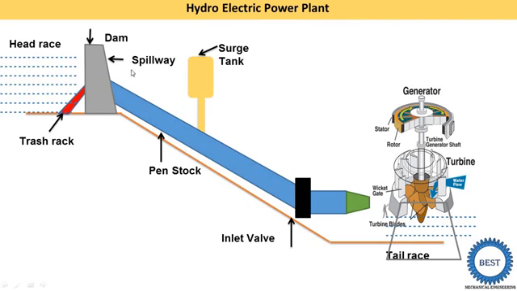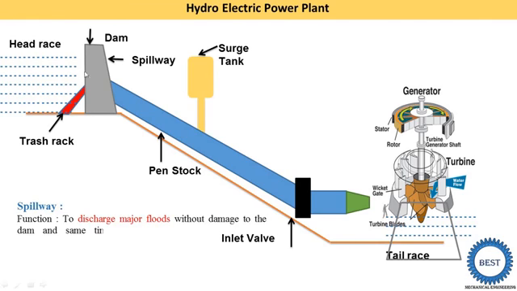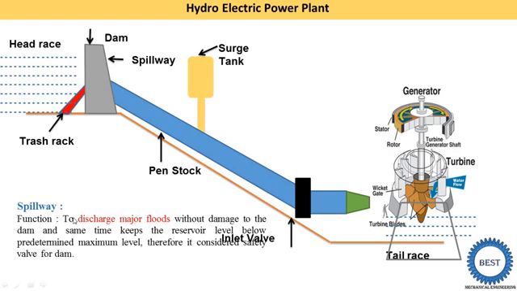Next component is the spillway. In some books, the spillway is shown inside the dam, so that is the wrong way. The spillway is on the outer body of the dam, and the function of the spillway is to discharge major floods without damaging the dam. This means when the dam overflows, at that time water comes from this dam, and the water flows with impact onto the land of this dam, meaning here. Okay, so water strikes with very heavy impact force. So due to the impact force, there is a possibility of damage to this land.